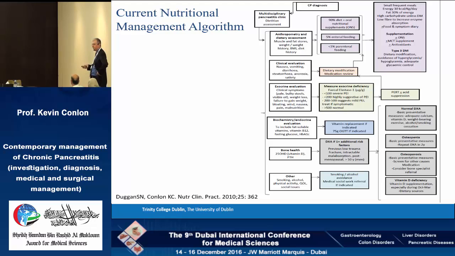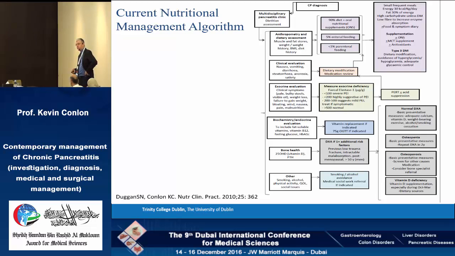It is a resource-intensive program. But what we have shown is that it's changed the disease from an inpatient disease to an outpatient disease. And we're inclined now to have an outpatient management of these patients. In fact, what we've done is create a nurse-led clinic that sees these patients. So it works very well.